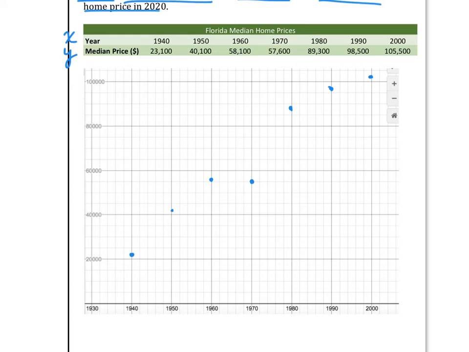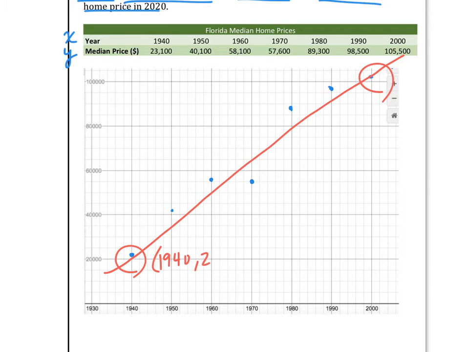For me, definitely don't pick these two, right? That's creating a very, very bad line. But what's a good line? I'm not sure. I'm going to pick the first and the last. I think those two create a pretty decent line. So now you have 2 points. The first point is the first year I have, so 1940, 23100. And then the last point is 2000, 105,500.